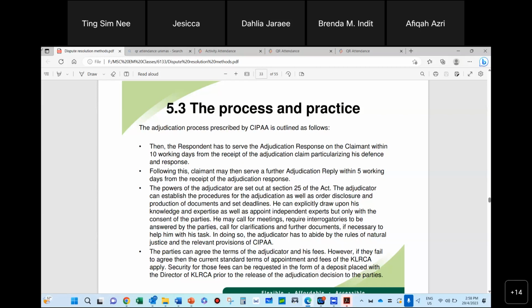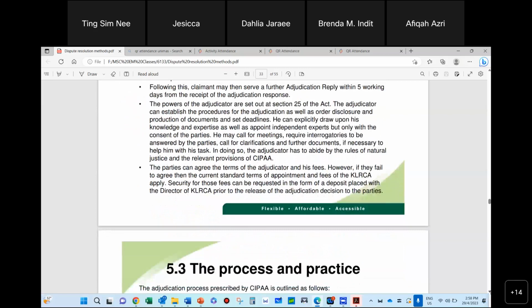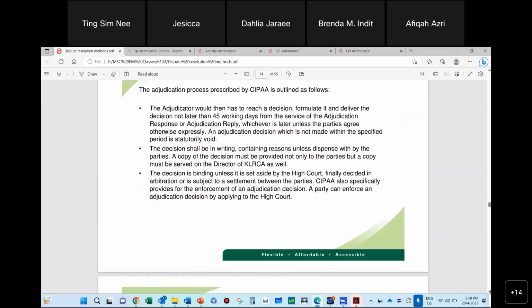These are all the processes that they can do when they are looking at the cases, right? So after that, once everything is confirmed and the fees are okay, they start the process. After they start, he will look at it, formulate it, think about it, and then come to a decision no later than 45 days from the service of the adjudication response and adjudication reply. No more than 45 days, he must give a decision.